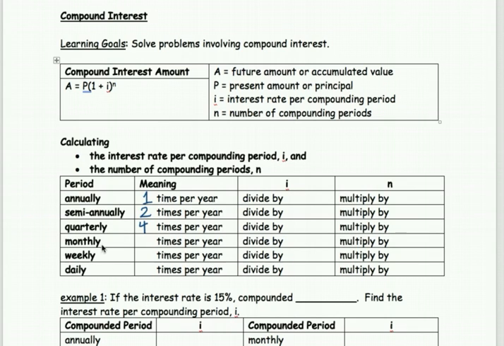And then monthly, how many months are there in a year? 12. So if I give you money monthly, that means I will give you 12 payments a year. Okay, weekly, so there's 52 weeks in a year. So if I give you interest every week, then I'm going to give you 52 payments of whatever the interest was.